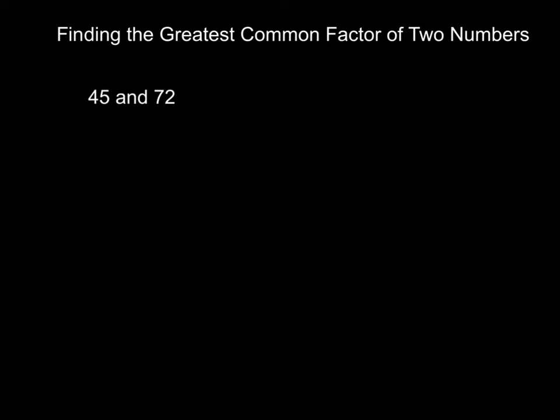Finding the greatest common factor of two numbers. In the previous lesson, you learned how to list every factor of a given number. We're going to use that same process in this lesson to list all the factors of each of these numbers and then find the greatest number that they have in common. That is what we call the GCF, the greatest common factor. All right.